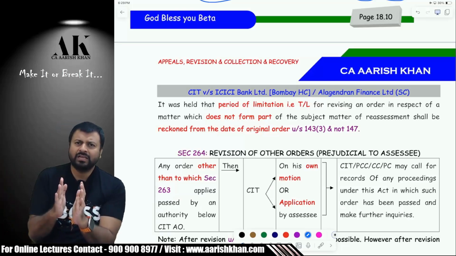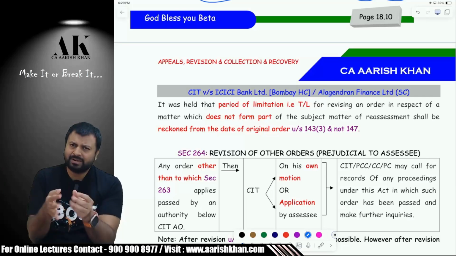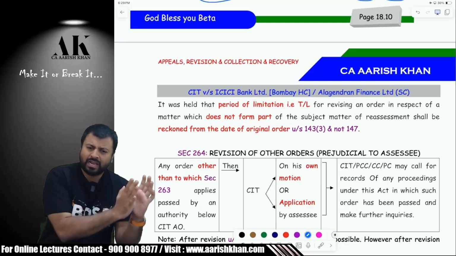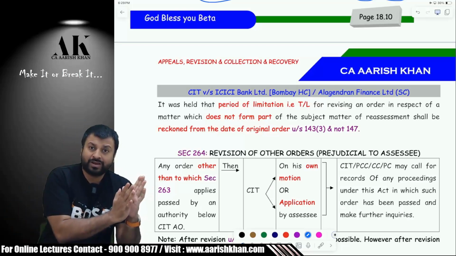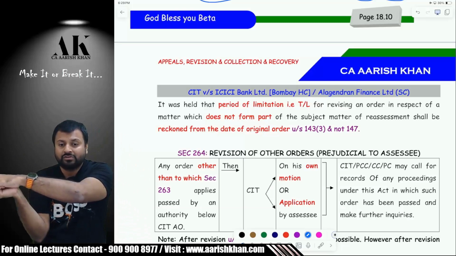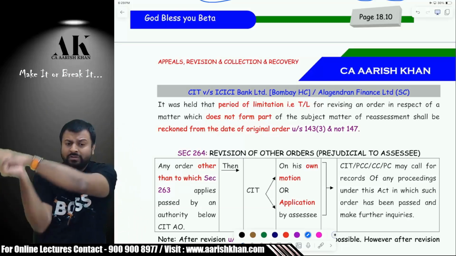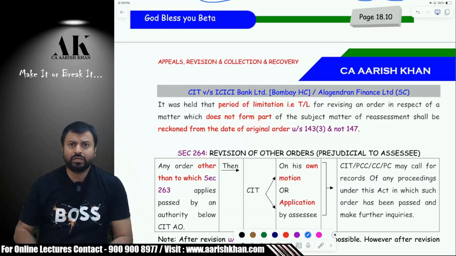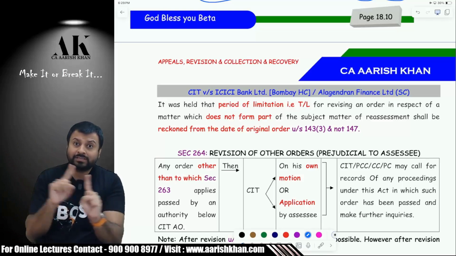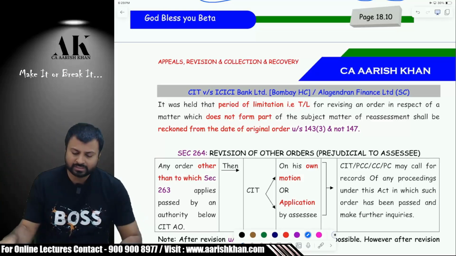Now, after few years, 147 assessment was done. On some matter, he allowed some items. On some matter, he has disallowed some items. Now, after few years, the CIT wants to revise the original order. So now the question is, if you want to revise the original order, from where the time limit of 2 years will count? The time limit of 2 years will be counted from the original order, not from the section 147 order. Okay, this is what this case law has to say.